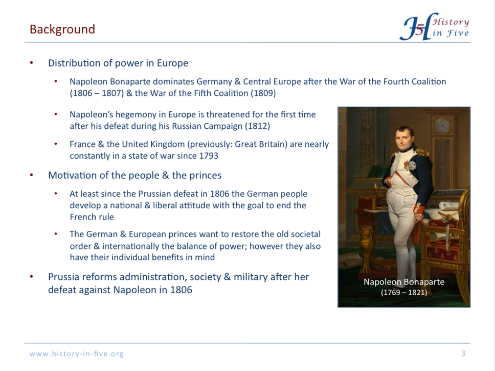To understand the German campaign, which is called the War of Liberation in Germany, you have to see the motivation of the people and the princes. The people developed a strong German national pride, and they wanted to liberate themselves from the French. The German princes, but also the European princes, on the other hand, just wanted to restore the old societal order, meaning absolutist monarchy, and they wanted to restore the international balance of power. Prussia, after her defeat, undertook significant reforms of her administration, society and military.